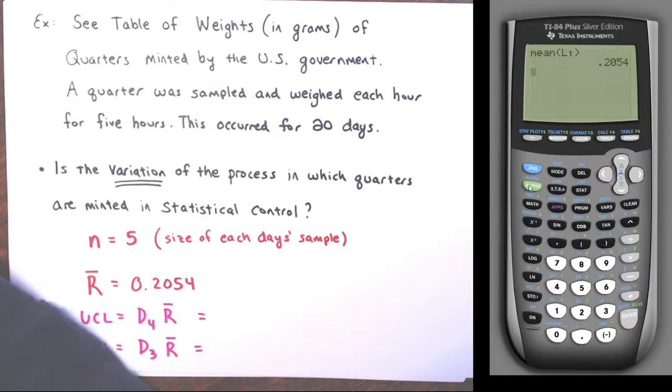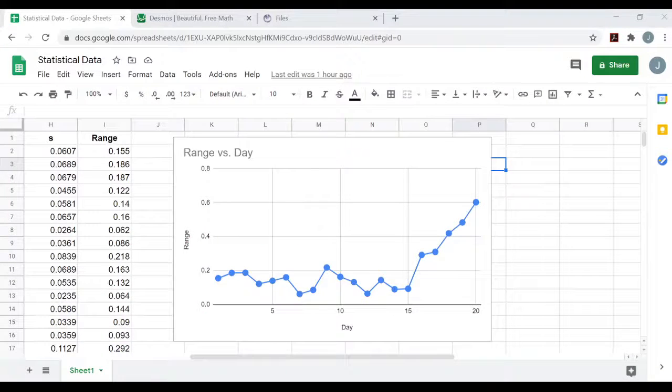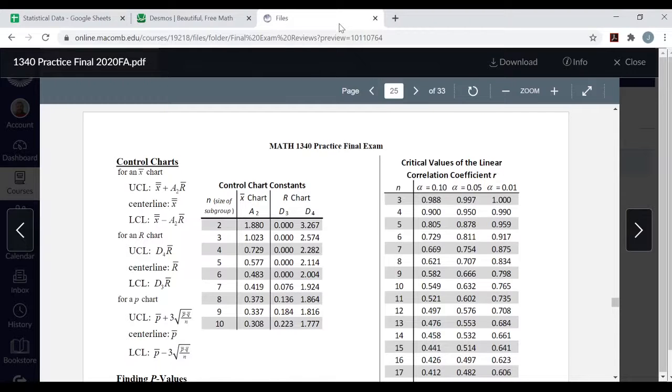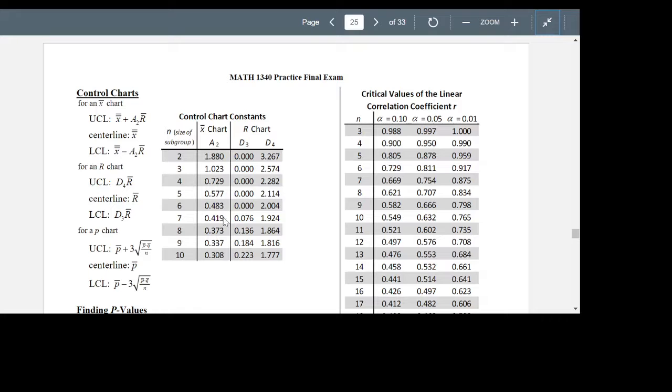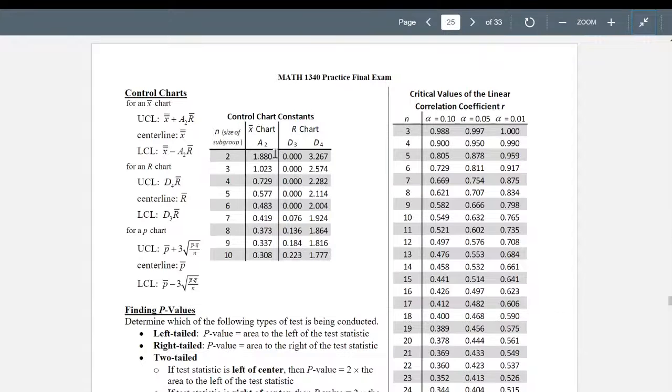Now let me show you, I've got a table here on my website. This is a table, let me blow this up a bit, a table for control charts. This is for the particular course that I teach, that's stats. So you see control chart constants. You see n down the first column, that's the size of subgroup. Remember, n was 5 here. Each day the sample size, the number of quarters being weighed, was 5.